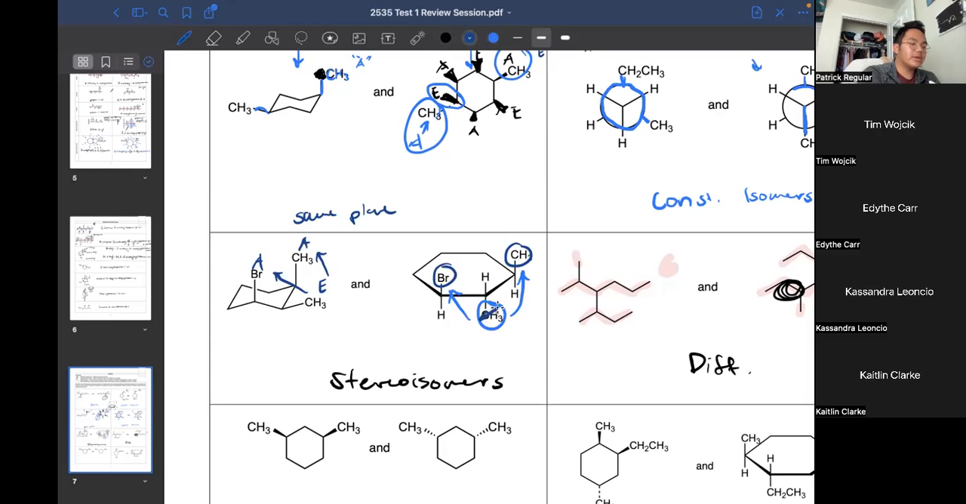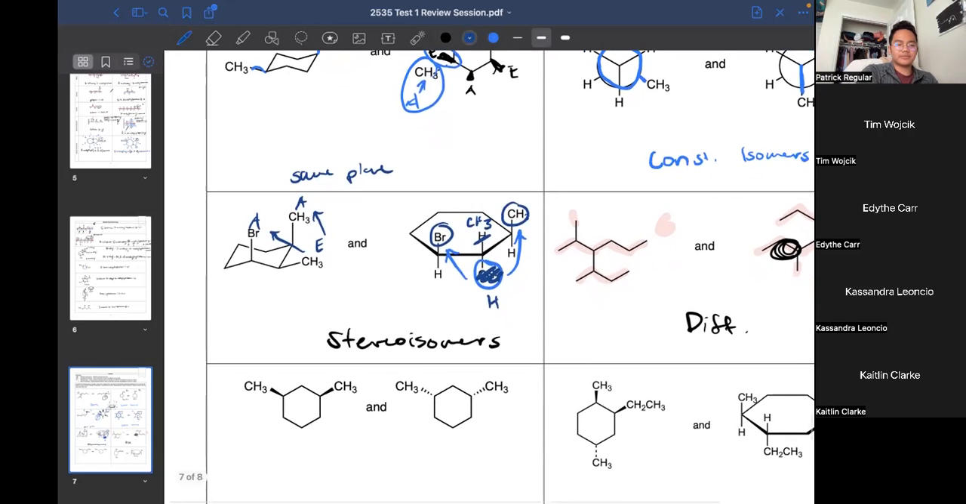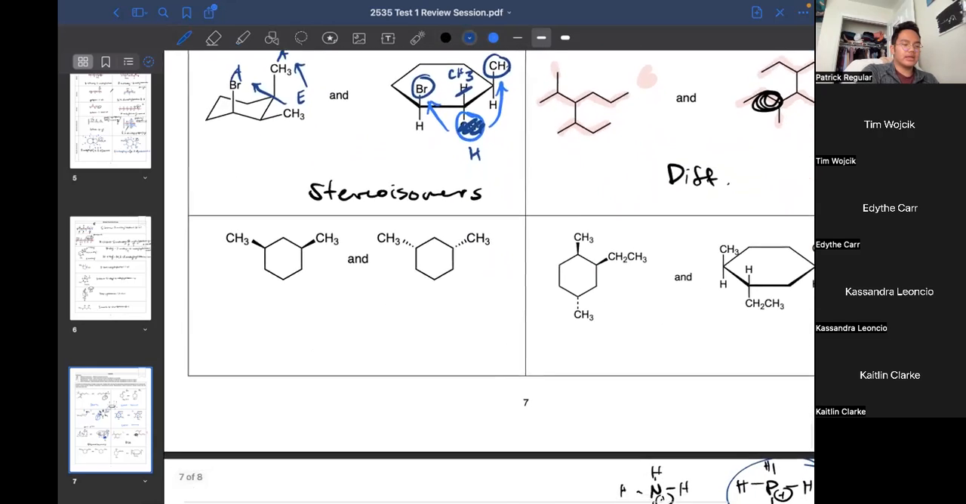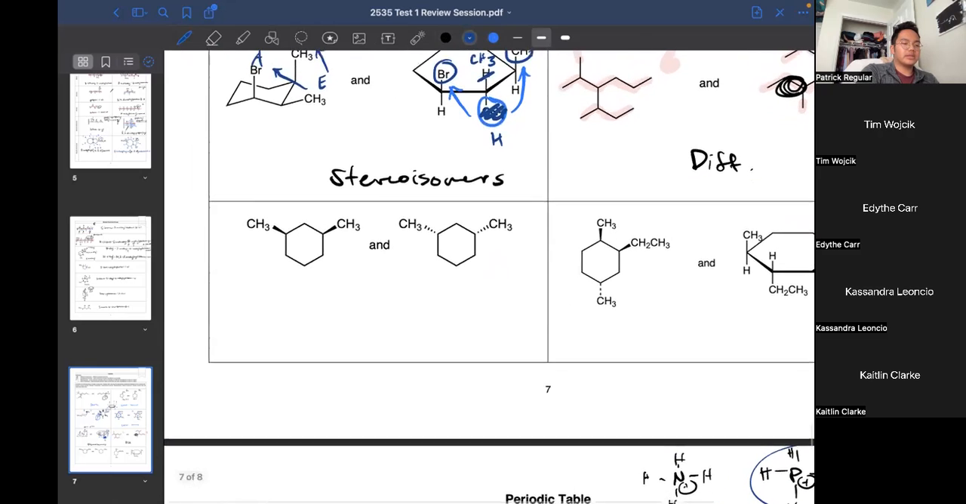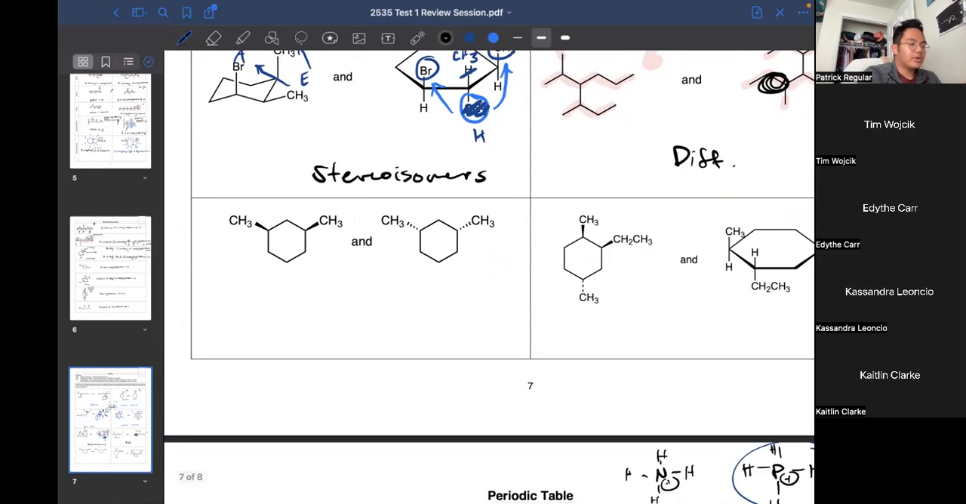Because if they were the same, we would have the H here and the CH3 up here. Now for these last two, let's just take a crack at these. We have cis and we have cis. Both of these methyl groups are on the same side. Are they stereoisomers, the same, different, or constitutional isomers? Same. Yeah, they're the same.